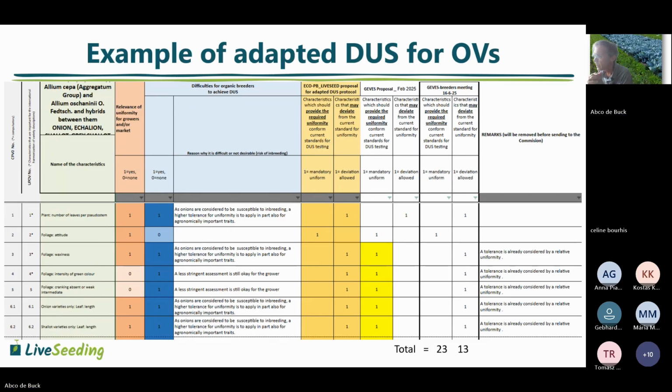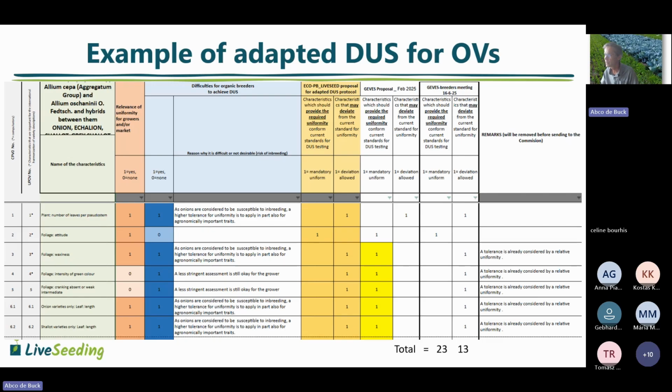But when we characterize all those characteristics this way, there is no room for the breeder; the breeder needs to do a lot of inbreeding to get all those characteristics uniform. So that is why we decided to put a lot of those characteristics in the right-hand side column, saying that they might be deviant.